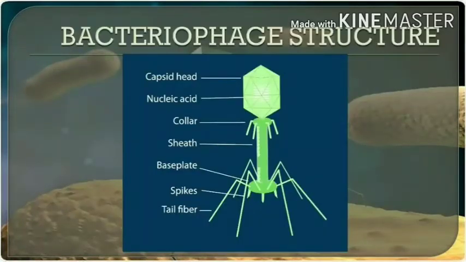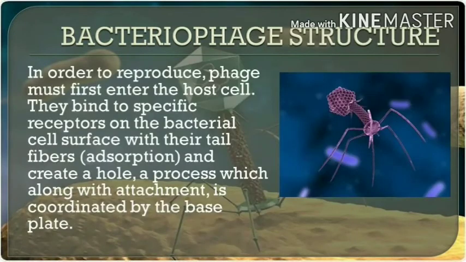The bacteriophage structure includes the capsid head, nucleic acid, collar, sheath, base plate, spikes, and tail fiber. In order to reproduce, a phage must first enter the host cell. They bind to specific receptors on the bacterial cell surface with their tail fibers for adsorption and create a hole, a process which, along with attachment, is coordinated by the base plate.